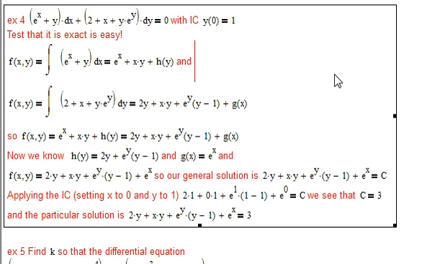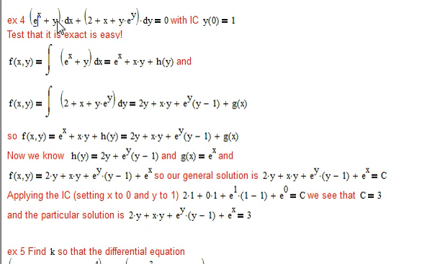We could verify first that it is exact. The partial of this with respect to y is 1, and the partial of this with respect to x is 1. So that's easy enough. How do you integrate this with respect to x? Well, the integral of e to the x is e to the x. Integral of a constant is just x times that constant, so e to the x plus xy plus some function h of y behaving as our constant.